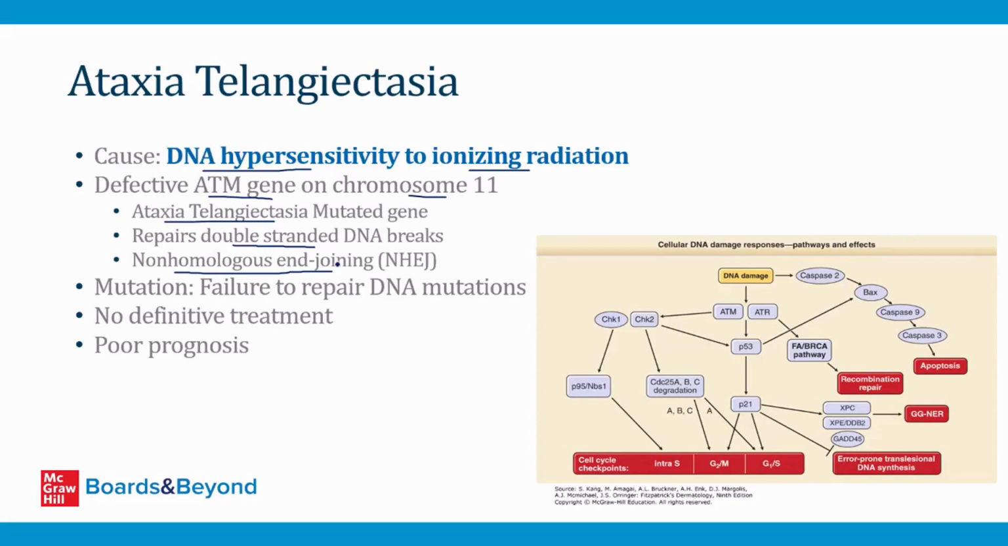It's a way that cells repair double-stranded DNA breaks, and this non-homologous end joining process is disrupted in children who have ataxia telangiectasia. So when they have this mutation, they're unable to repair DNA mutations that are caused by ionizing radiation. And unfortunately, there's no definitive treatment for this condition, and overall it carries a poor prognosis.